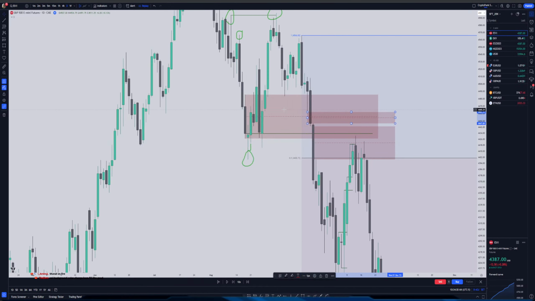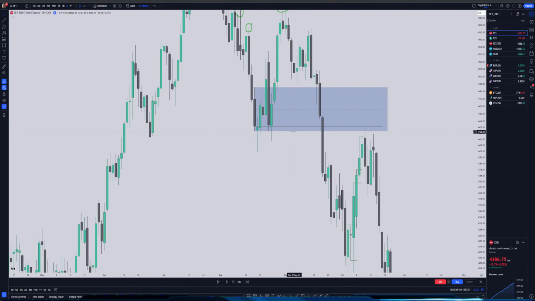Okay, so this specific candle, what happened here is price came, respected that lower part.